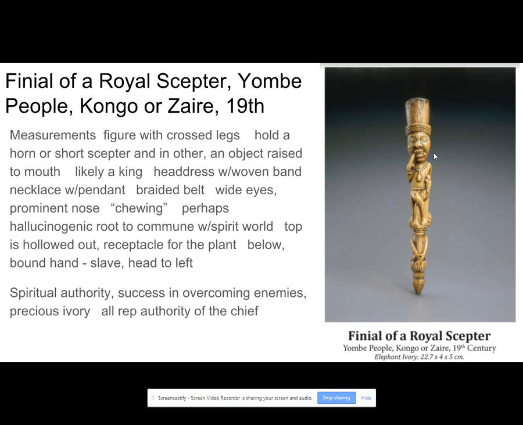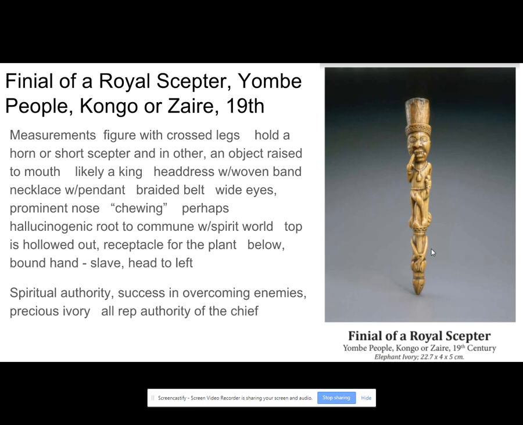This is likely a king. It's wearing a headdress with woven band. It's got a necklace with a pendant, a braided belt, wide eyes, and a prominent nose, and chewing something, perhaps a hallucinogenic root that would enable it to commune with the spirit world. The top of this was hollowed out, and it would be a receptacle for perhaps the plant that this guy is chewing here.